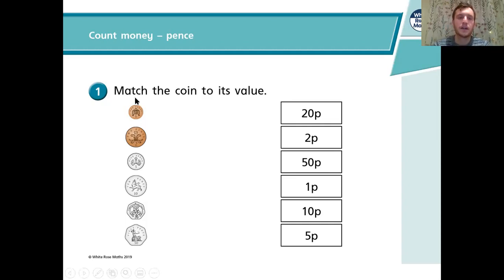So let's look at it together. That top one I know is 1 pence, so that's going to be a line from here to here. 2 pence coin is straight across to there. 5 pence coin goes down to the bottom here. 10 pence coin goes across to here. 20 pence goes up to the top, and 50 pence goes to there. Unfortunately, I can't draw those lines in for you. Hopefully you can see which ones I've matched it up with.